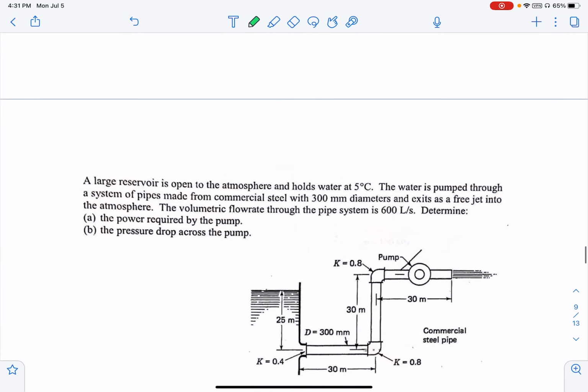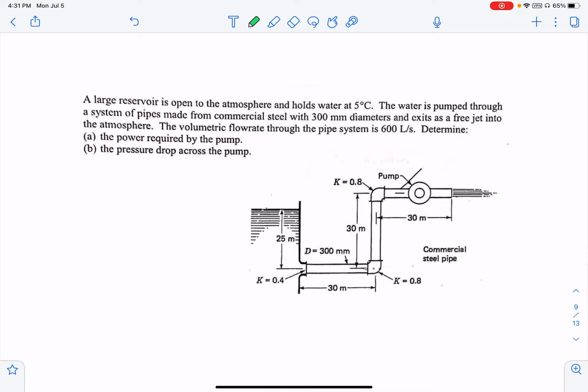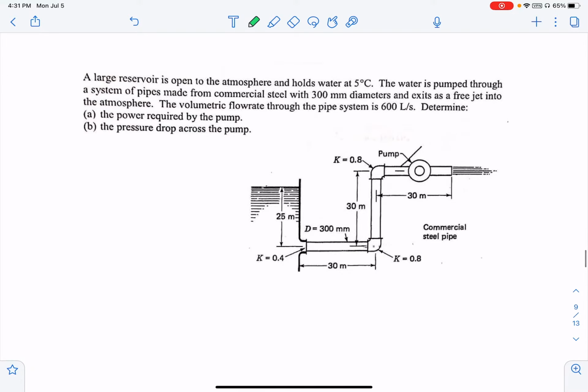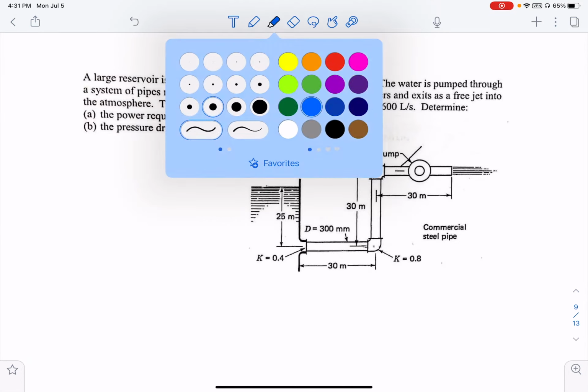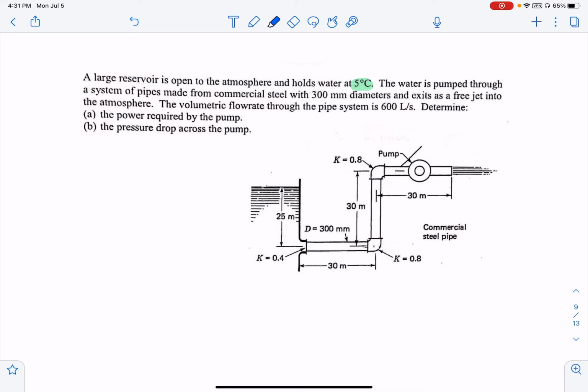So now let's go to the question that I want to solve. We have a large tank that is open to the atmosphere, and the fluid in this question is water, which is at 5 degrees Celsius. Then we have a pump that pumps the water out through the system, and these are some information about the pipe.